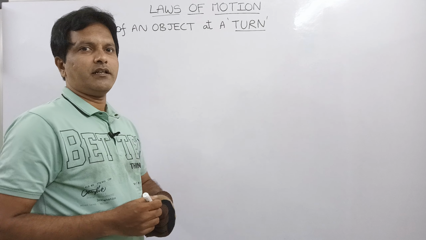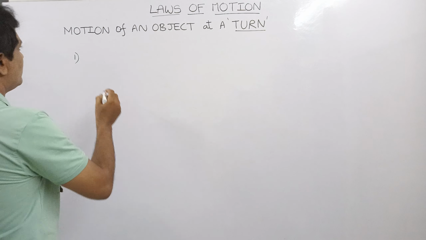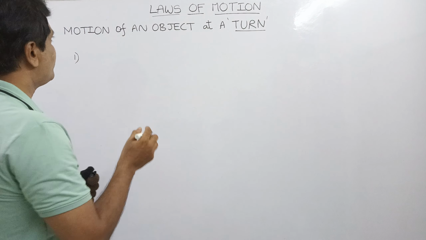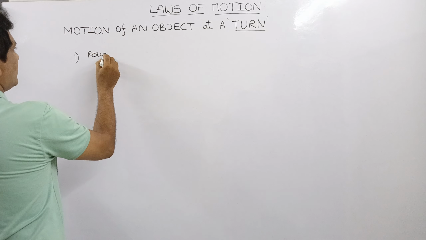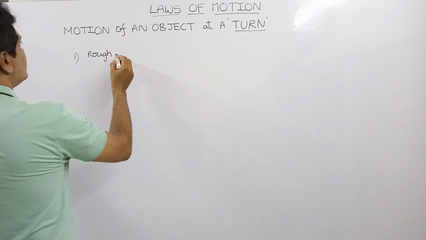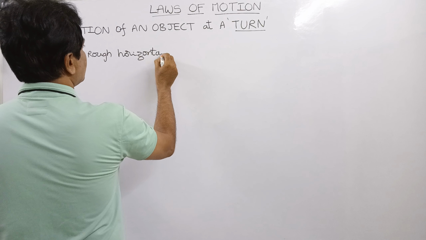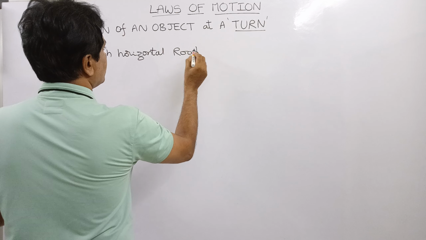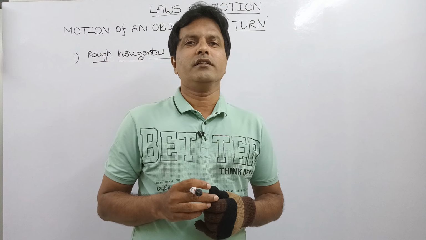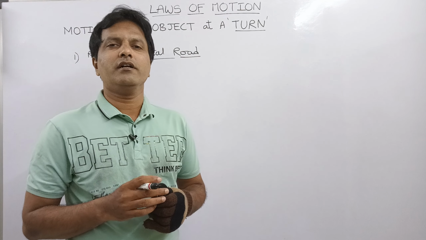Motion of an object at a turn. First case, here we will see the motion of an object on a rough horizontal road, or a rough level road. Rough means there will be some friction on the road, and a vehicle is moving on the road. When it is at a turning, what are the forces acting on it, and what is the velocity on that particular turning so that it will not fall away from the turning?